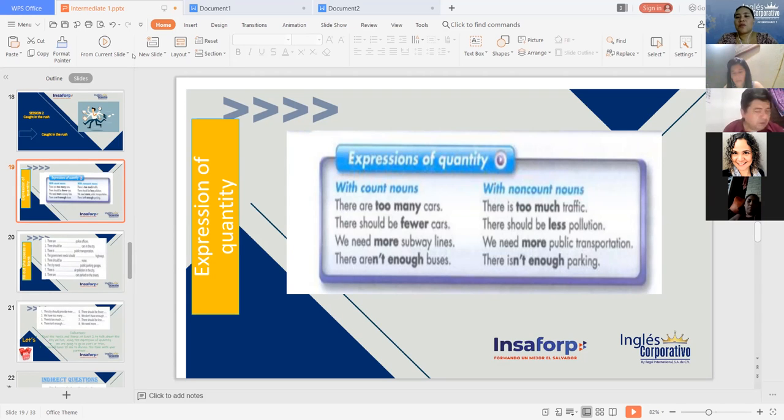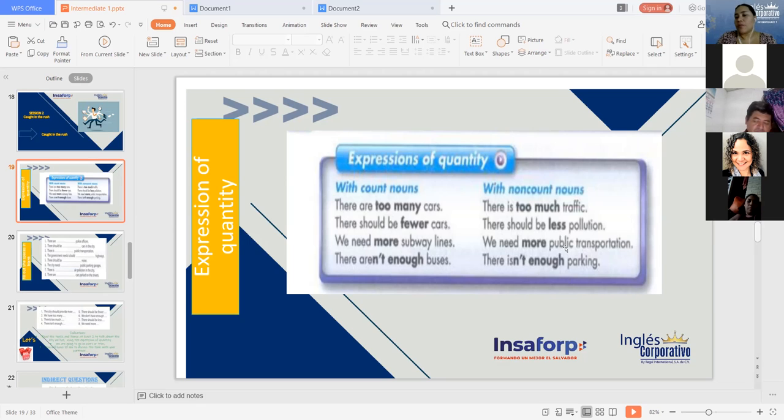So yesterday we were studying just the plurals, like a recap, because right now we are going to study the expression of quantity, or the quantifiers. In this case, we are going to study it with count nouns and non-count nouns, the nouns that we are not able to count. The expressions of quantity are the ones in bold: too many, fewer, more, enough. As well, we have too much, less, more, and enough.